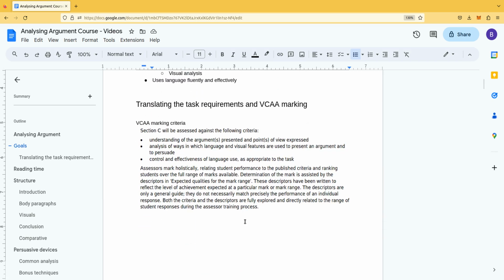So, if you have a look at the VCAR marking guide, you'll see it's exactly the same. Understanding of argument, understanding of persuasive techniques, understanding and effective use of language. Again, VCAR marks holistically, so they're not going to take away a set number of marks if you miss a criterion of any kind. However, the better you write and the more cohesively you write, the more you'll be rewarded by the markers.